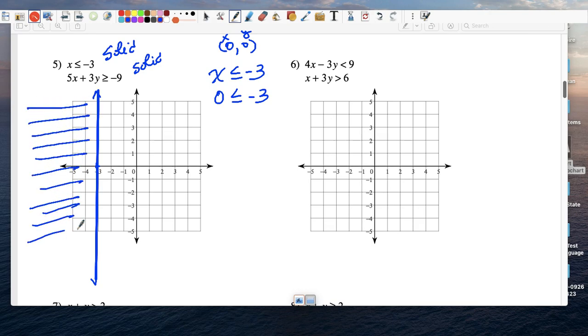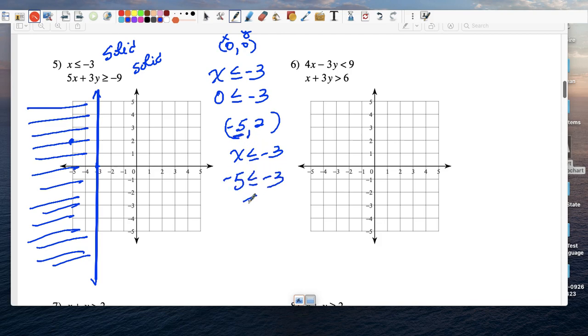And if you want to confirm, pick a point on the left side of the blue line. So let's pick this point here, which is -5 and 2. I take that inequality again, x is less or equal to -3, and I replace the x value with -5, I get -5 is less or equal to -3, and you see that's true. So any point you pick on this side will make the first inequality true. So we're good there.